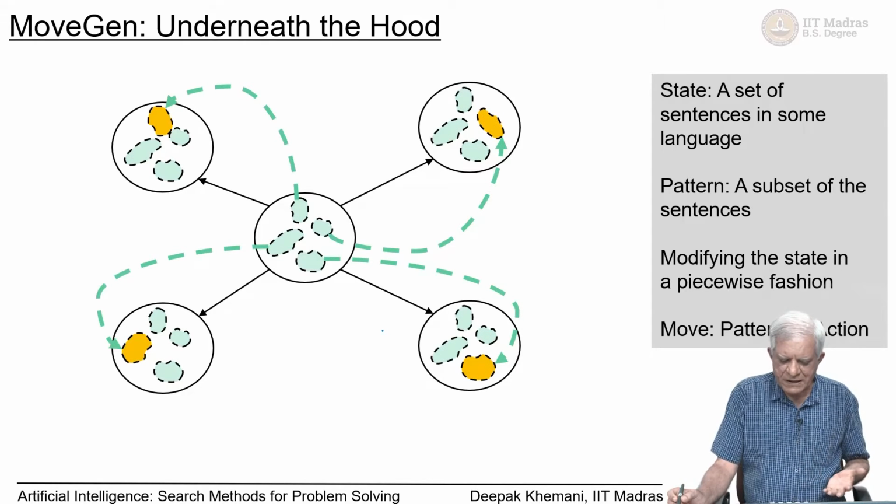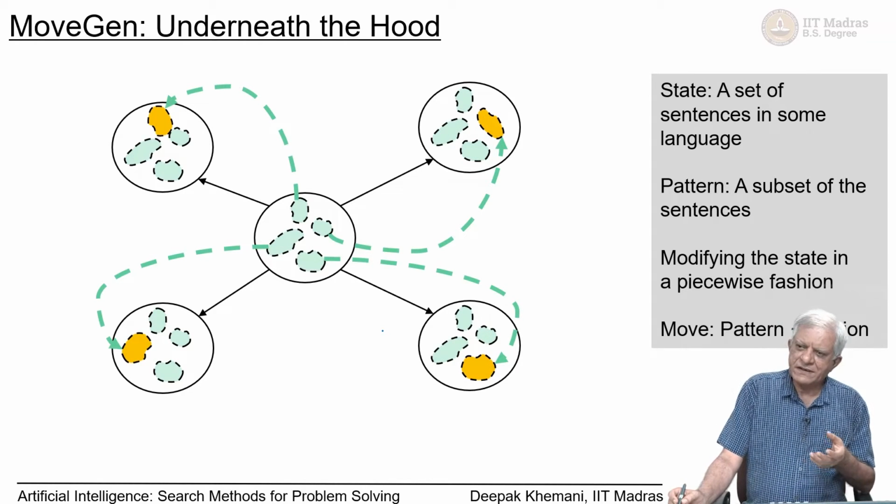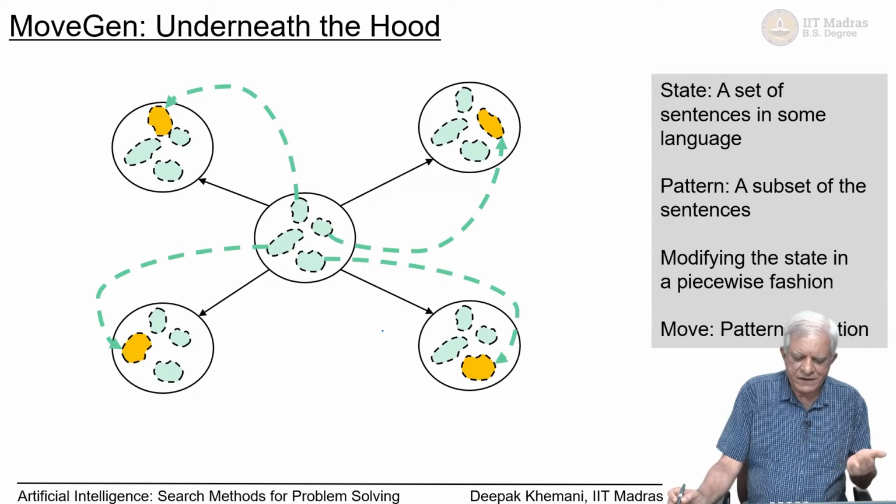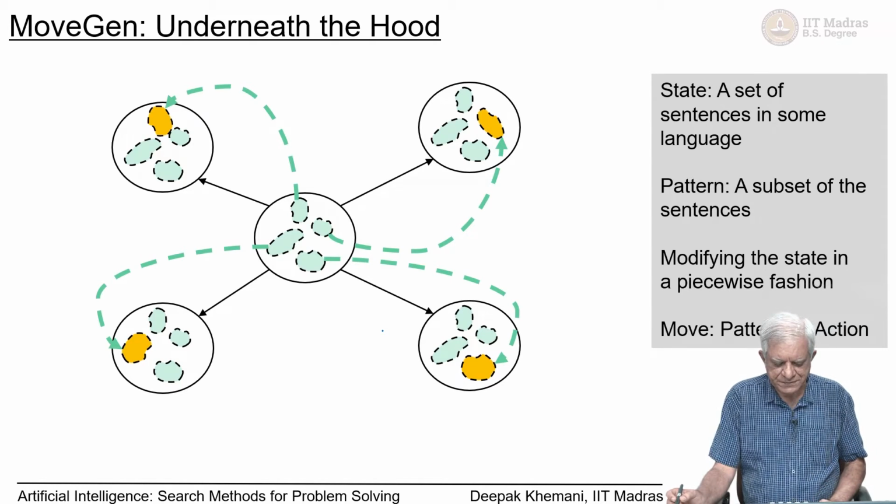So, a state may have many patterns, and each pattern may trigger some action which will show up in the move gen function as one move. These 4 moves that we see on the screen are essentially 4 patterns that can be spotted in the state and resulting in changes in that, which gives us the 4 neighbors.